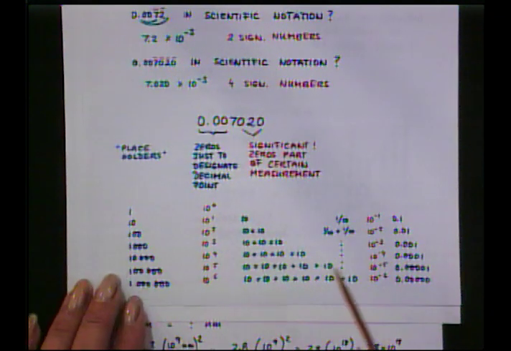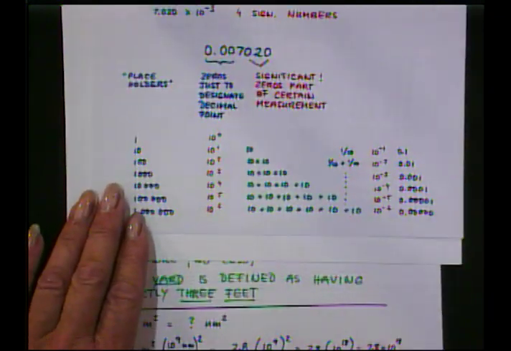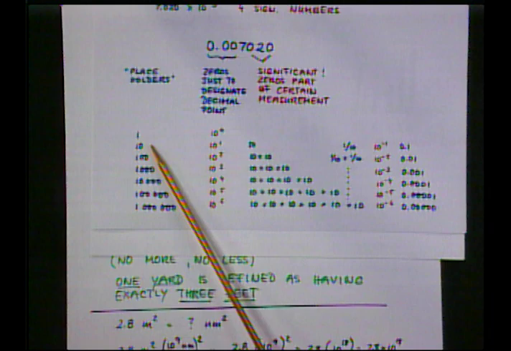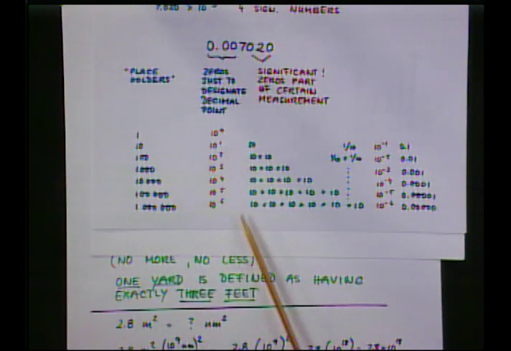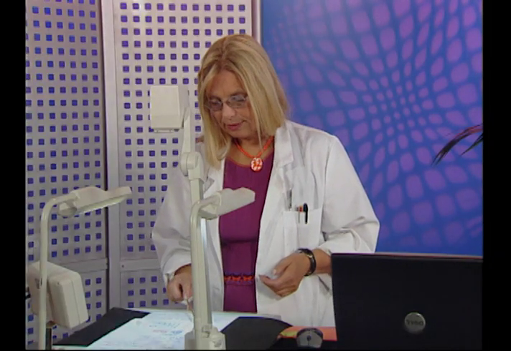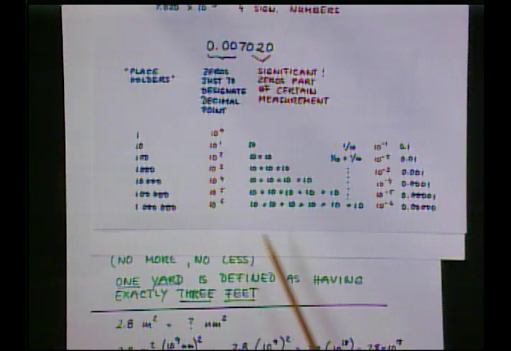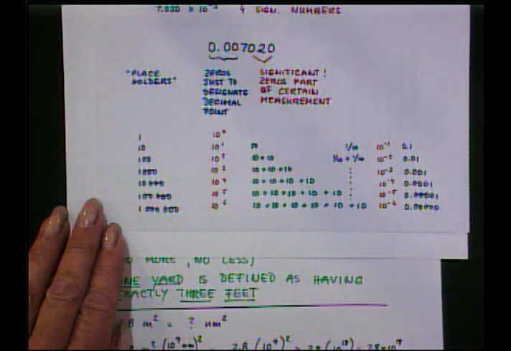So here we have it again, and you can see here in the bottom part the different powers of 10. They all have names, of course, like centi, deci, mega, milli, pico, micro, kilo, etc.